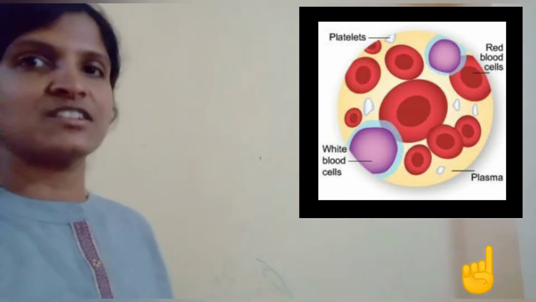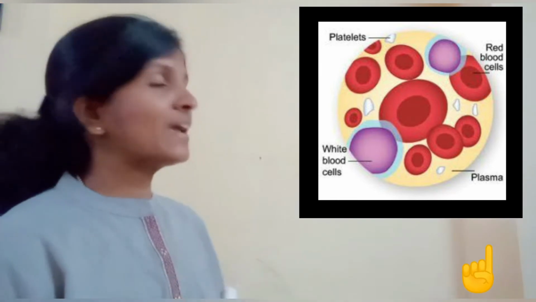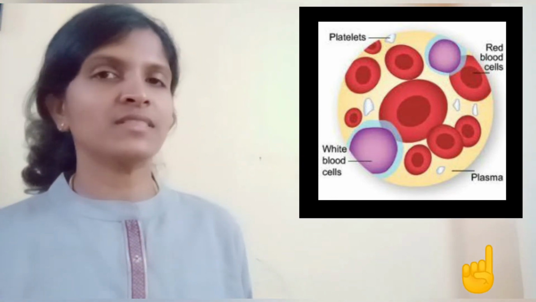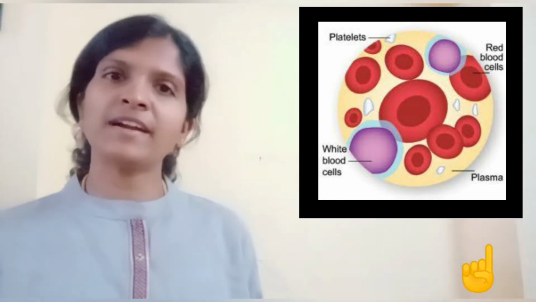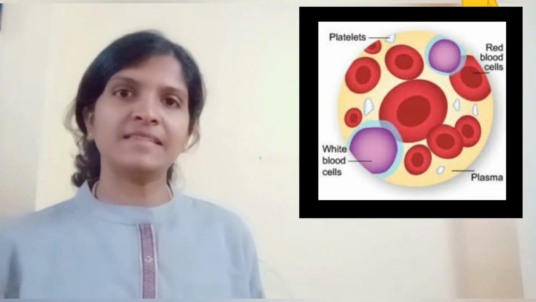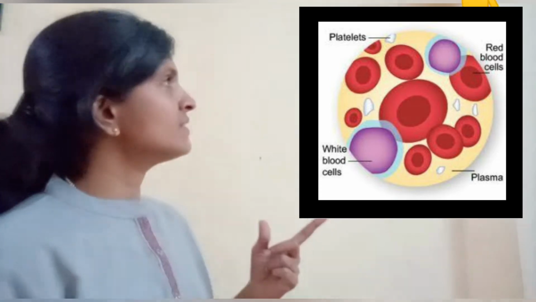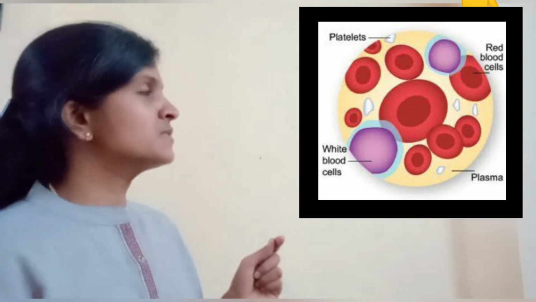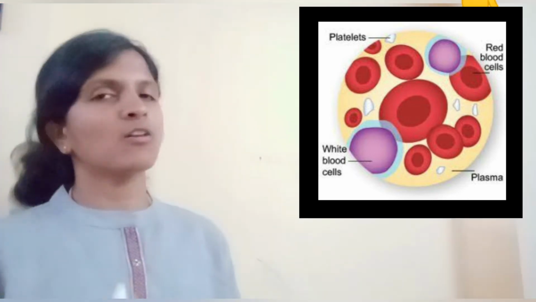Okay, this is the structure of the plasma. What is the main function of the plasma means? It helps to transport the food and carbon dioxide and water. Next, let's see about the RBC, red blood cells. Okay, this is the RBC or red blood cells. It helps to transport only the oxygen.